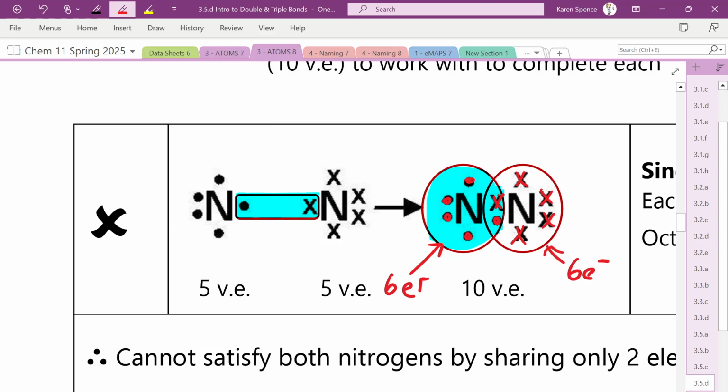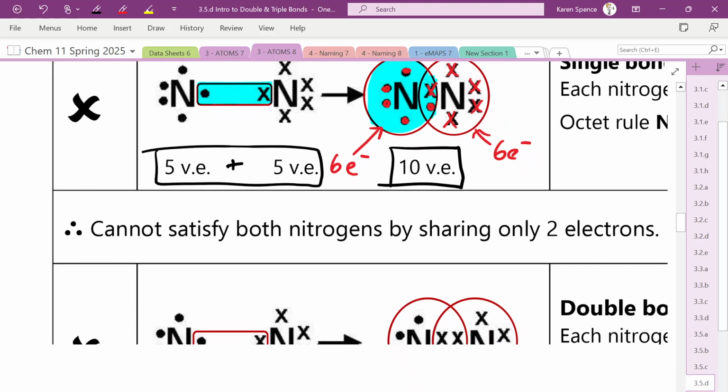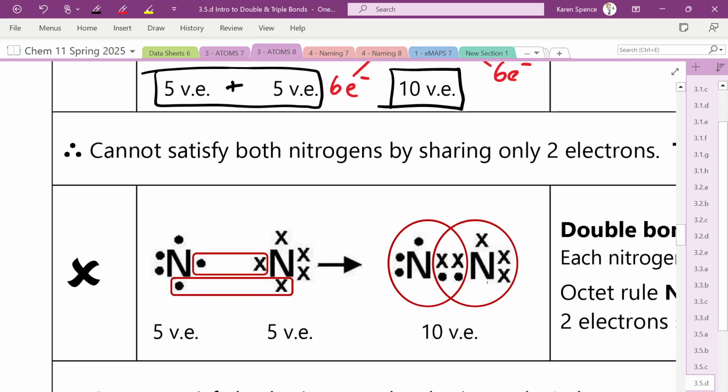Is 6 electrons around an atom happy? No. Do we have the correct total number of electrons, though? Yes. Okay, so 5 plus 5 is 10, so that part's good. And we can't just share, so let's try forming a double bond, seeing if that fixes it.